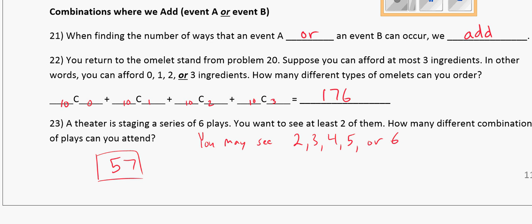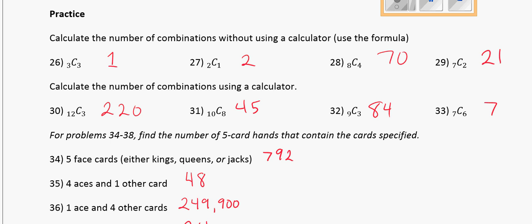If you're at a theater and they're putting on 6 plays, you want to see at least 2 of them, meaning you're going to see either 2, 3, 4, 5, or 6 of them. Well, in that case, you could say 6C2 plus 6C3 plus 6C4 plus 6C5 plus 6C6. And when you find those combinations and add them together, you'll find there's 57 different ways that you could do that. All right, let's do a few examples from the practice together.